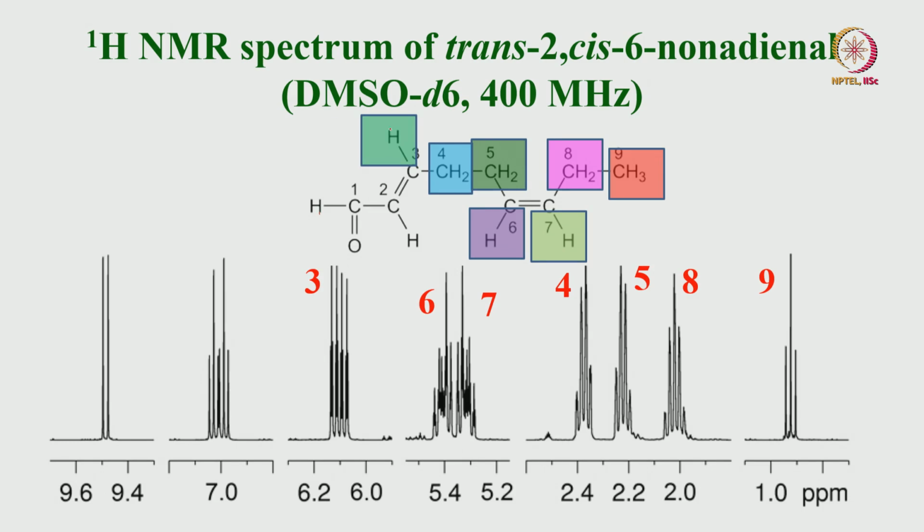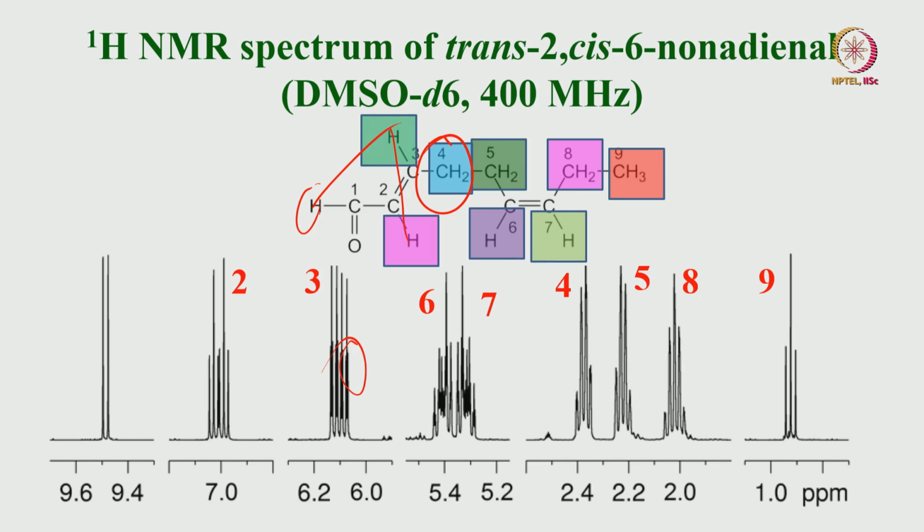When it experiences trans coupling with this, it will be a doublet, and it is also having coupling with this, so it is going to be a doublet of doublet, and each line of the doublet of doublet becomes a triplet because of that. Where can you get that pattern? It is here, doublet of doublet, and each line of that is a triplet. Obviously, that is proton 3.